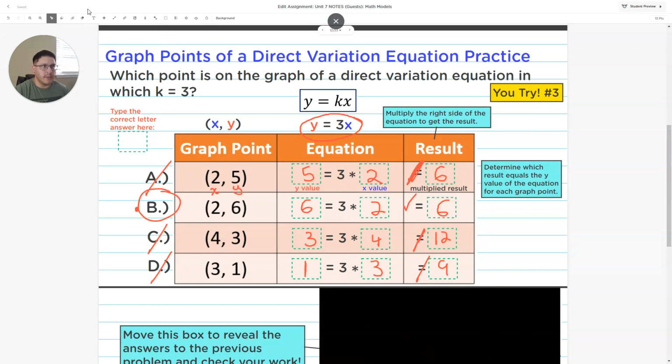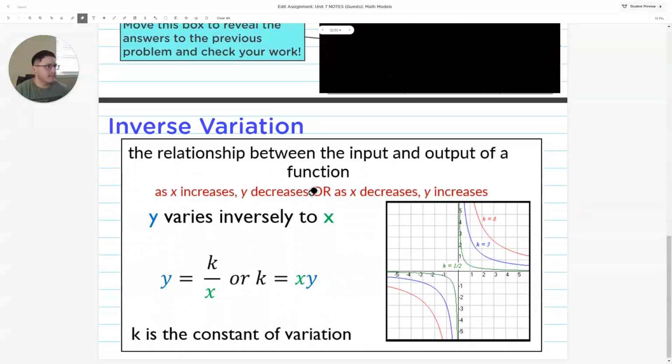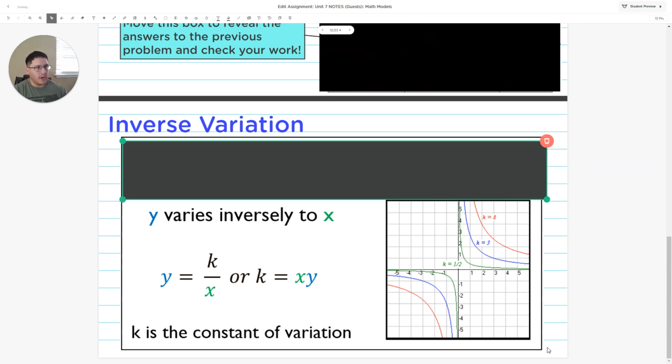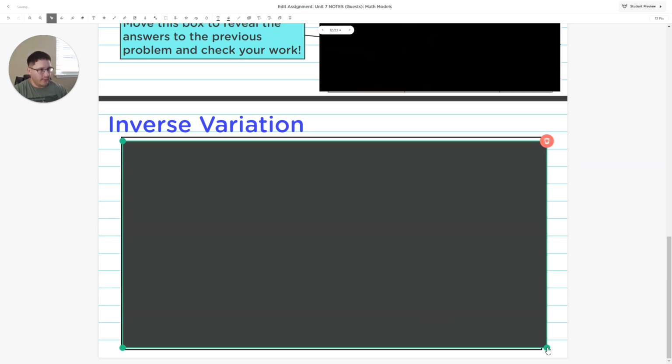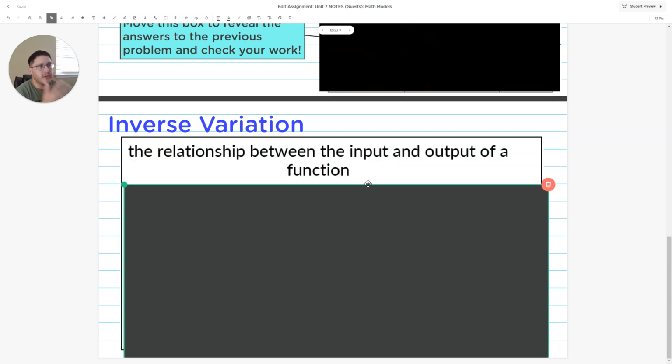That's it for you. Try number 3. Okay, so those previous 3 problems were related to direct variation. Now we're going to go into something called inverse variation. And again, the variation is the relationship between the input and output of the function.